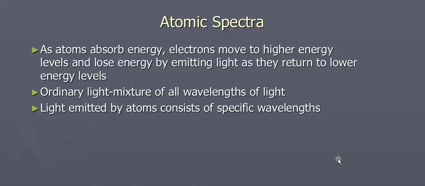And we've been doing ground state electron configurations. They do not always stay in the ground state. Electrons can move to higher levels in the excited state. Ordinary light is a mixture of all wavelengths of light, but the light emitted by atoms consists of specific wavelengths or specific colors, because a specific wavelength has a specific color associated with it.